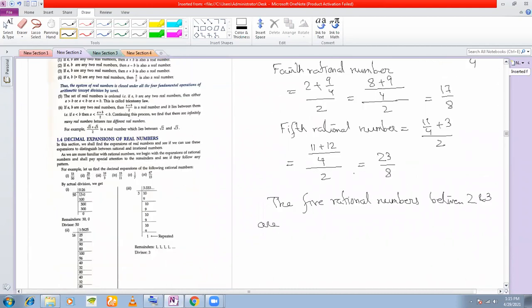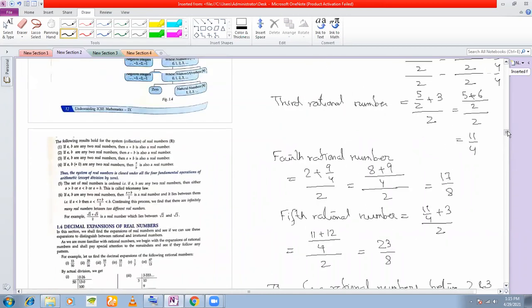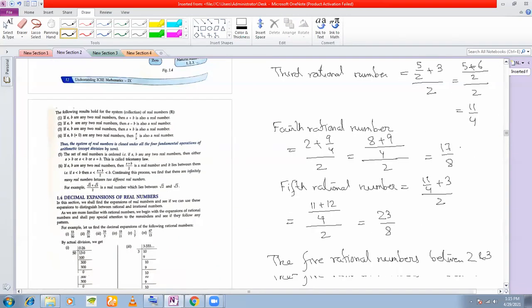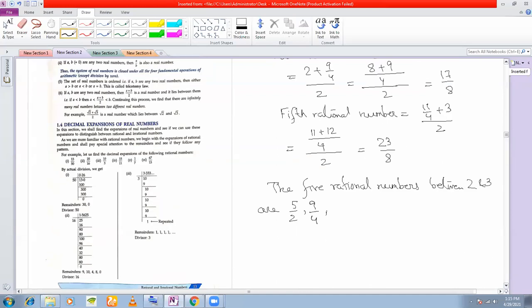First number was 5 by 2. Second number was 9 by 4. Third is 11 by 4. Fourth was 17 by 8. And finally, fifth was 23 by 8. So that is your answer. Any questions on this?